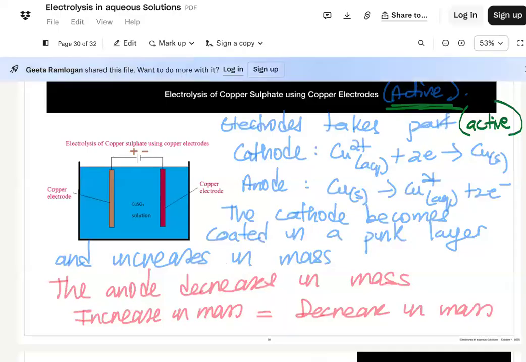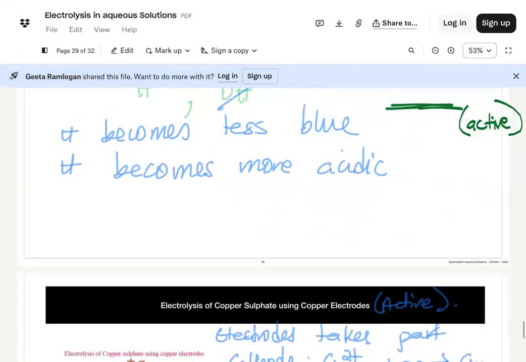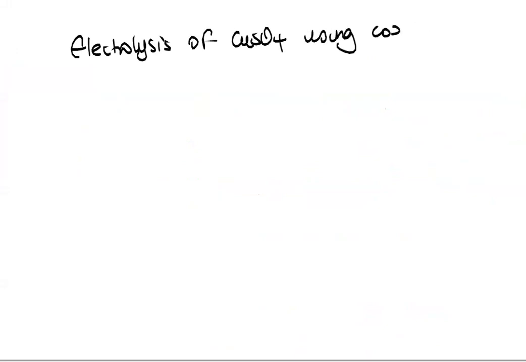All right, so electrolysis of copper sulfate. Let me get the whiteboard. Guys, sometimes I just know why it's better to make presentations, because I just have to redo everything. Right, so electrolysis of copper sulfate using copper electrodes. And this is important here.